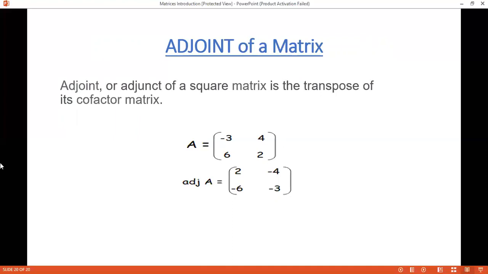One is by converting the diagonal entries. For example, this 2 is A11, and this minus 3 is A22. So by interchanging the positions of the diagonal elements and changing the sign of the other elements, minus 4 and minus 6, this is known as the adjoint of a matrix.